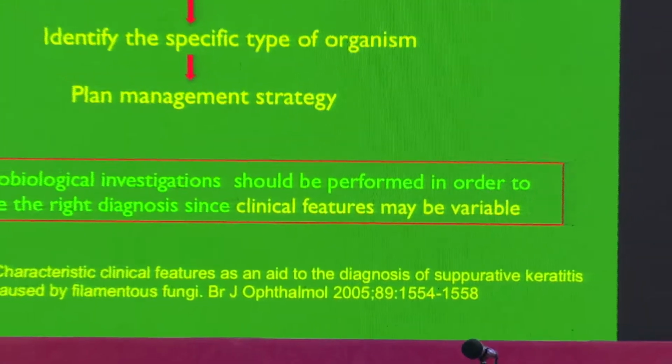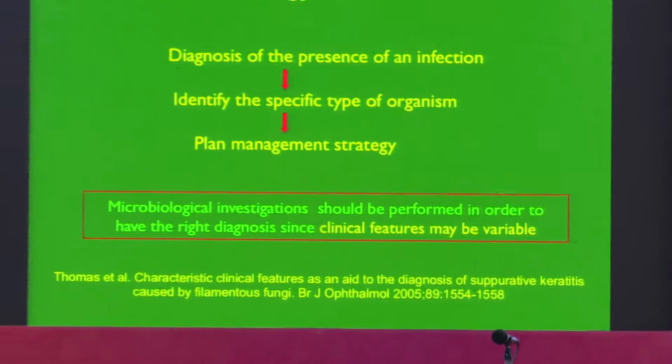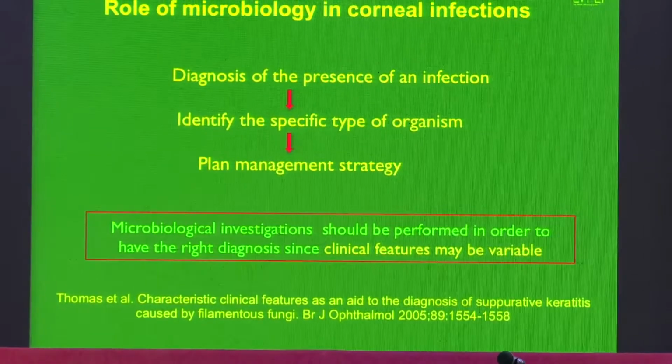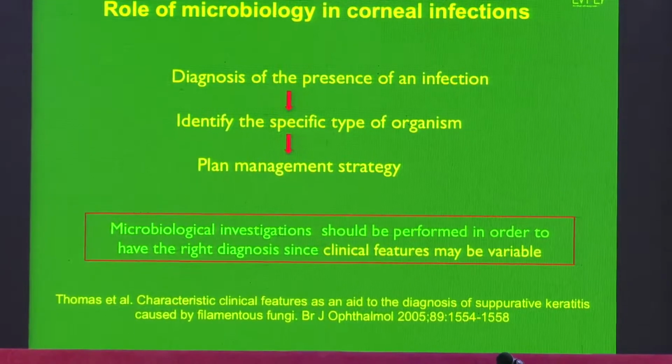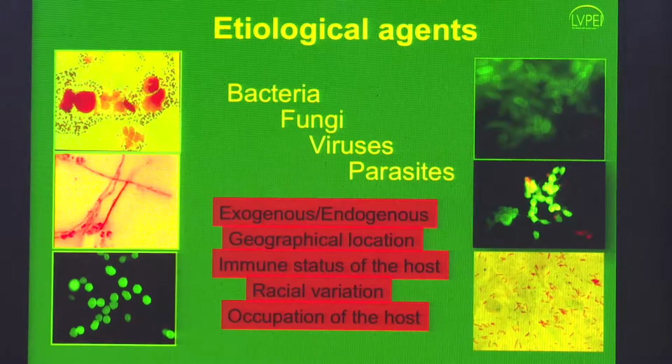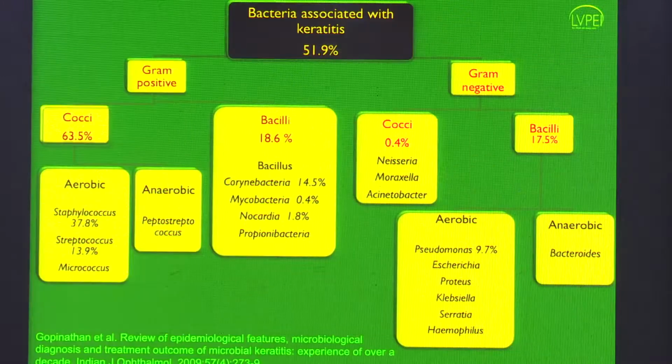Okay, the role of microbiology in corneal infections, I think we know, is mainly to make the specific diagnosis and not treat the patient without any idea what the infection is. And we try to help you with that. The etiological agents could be many, right from bacteria to fungus, acanthamoeba, microsporidia, viruses, everything could cause it.